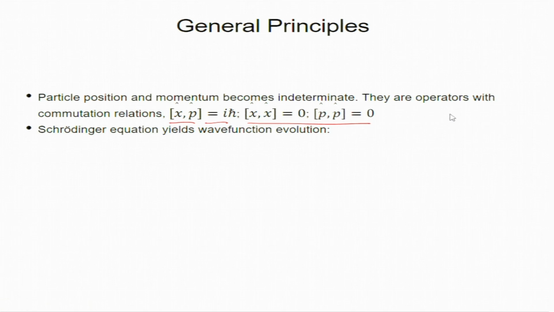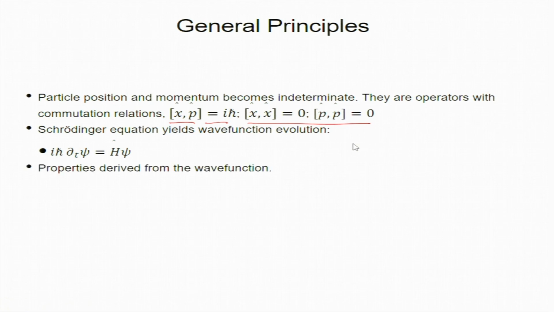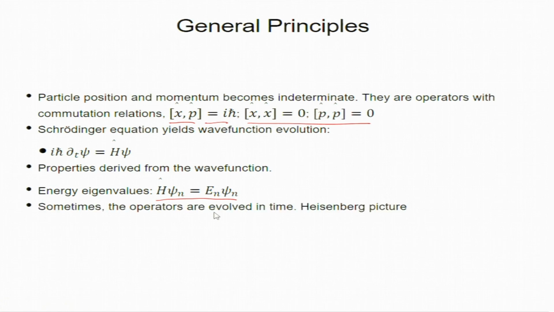The Schrodinger equation yields a wave function evolution. From the wave function you can compute position, momentum, energy and so on. This is the Schrodinger equation, using which we find psi, and from psi we find the expectation value of physical quantities like position, energy and so on. Properties are derived from the wave function, and for a bounded system we have energy eigenvalues. For the Schrodinger equation, for the hydrogen atom we have bound states, and for scattering states we have scattering of the wave function and so on.